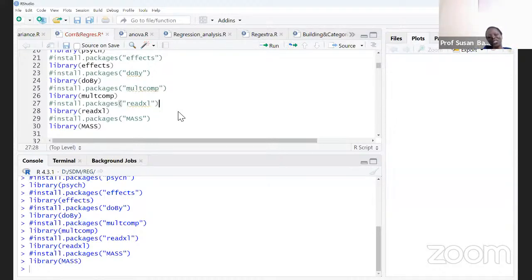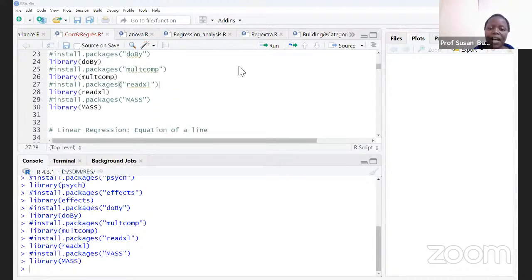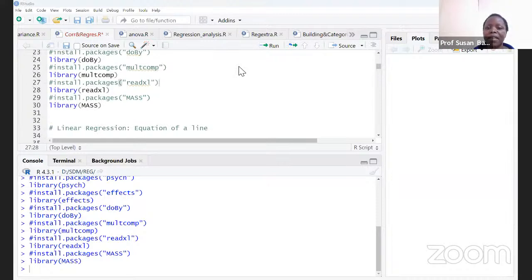If you haven't installed gmodels, please install it. Just write install.packages in inverted commas gmodels. Okay, let me continue now. We are going to continue. Has everybody set their working directory before we go on to the analysis? If you find that there is a message saying no package, install it.